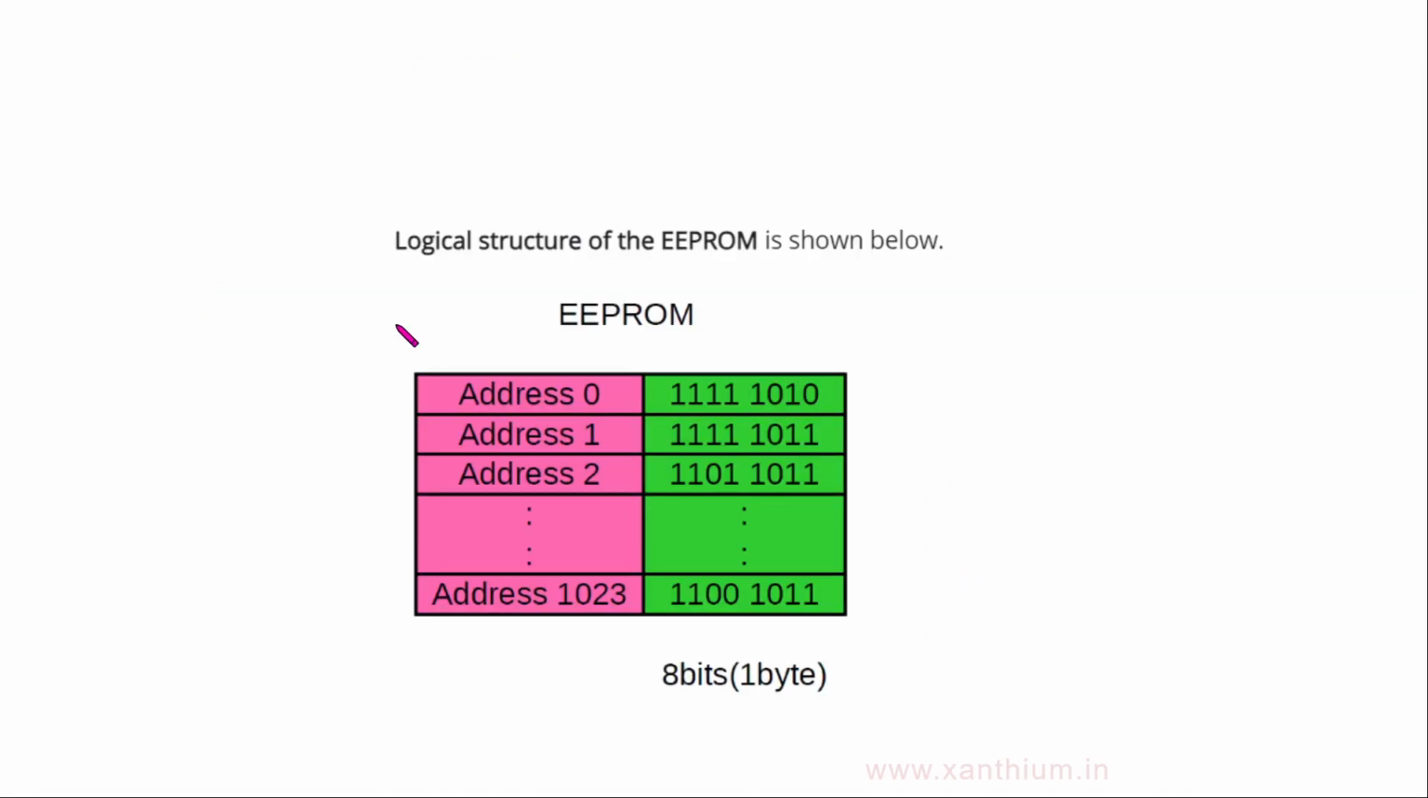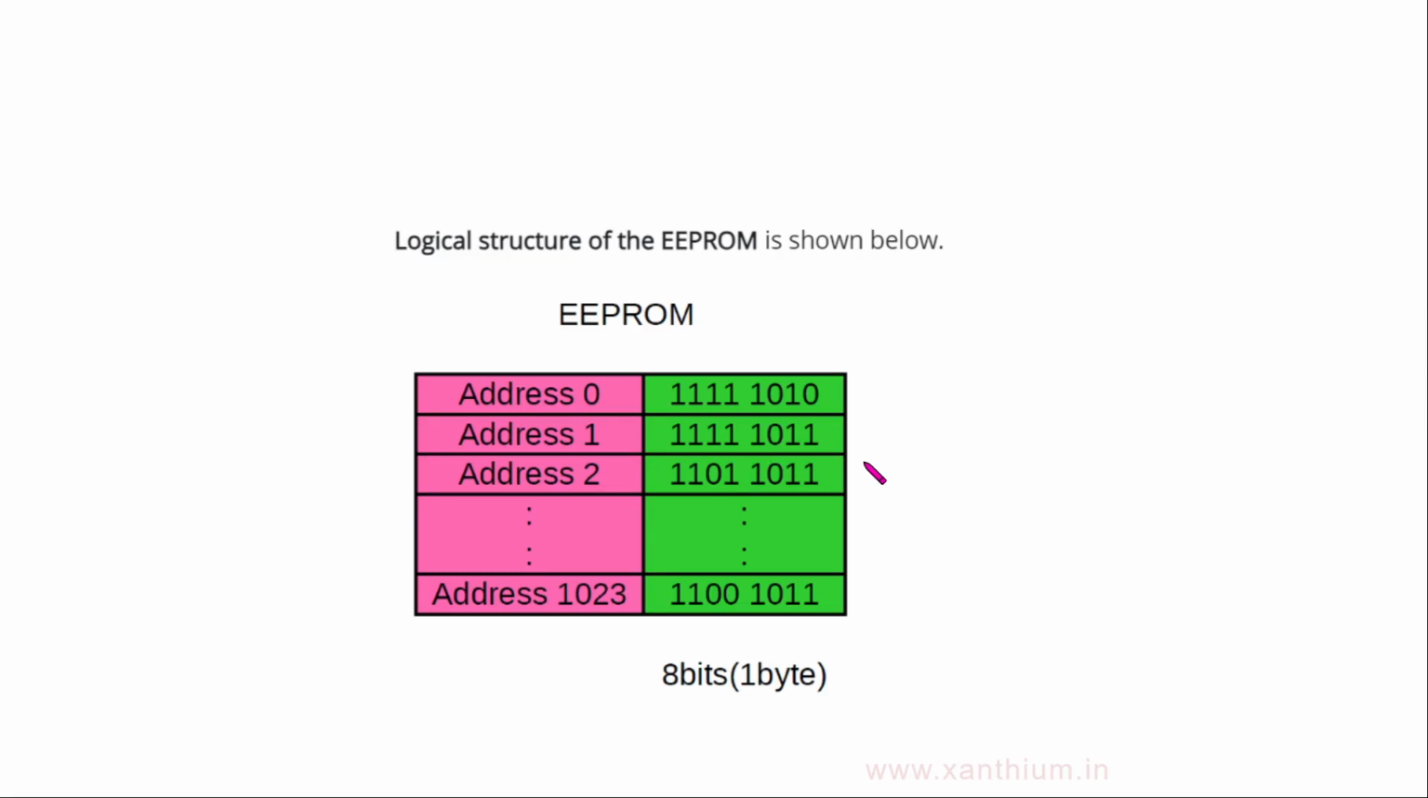This is the logical structure of the EEPROM. We have an address and we have a place to store the data. This is the memory cell and its size is 8-bit or 1 byte. So you can store 1 byte of data here, and you will have to provide the address. For example, you have to provide the address 0 to store a byte or address 1 to store another byte.